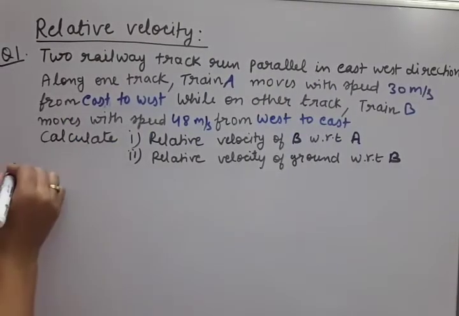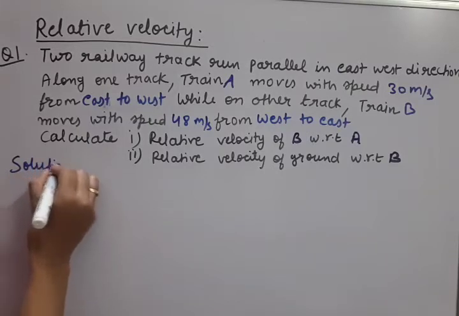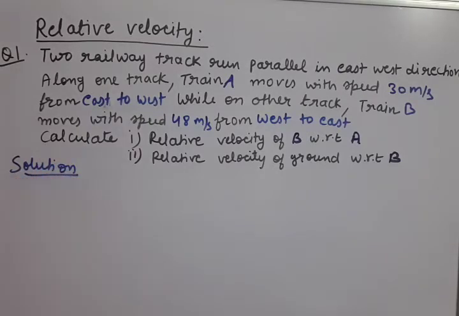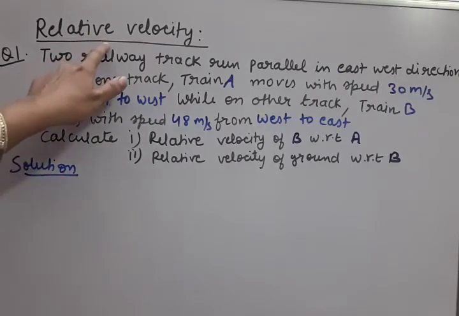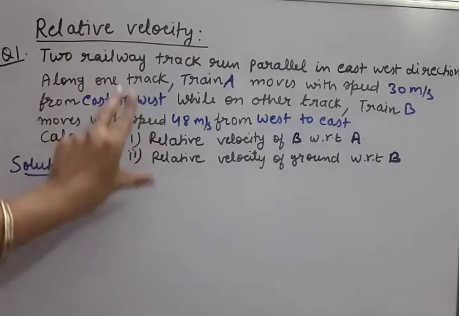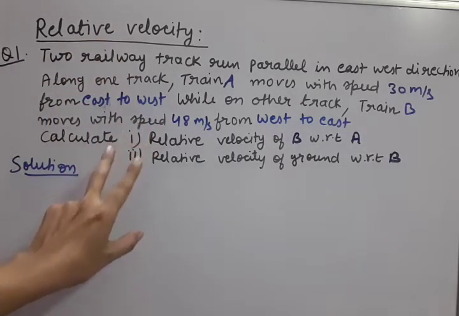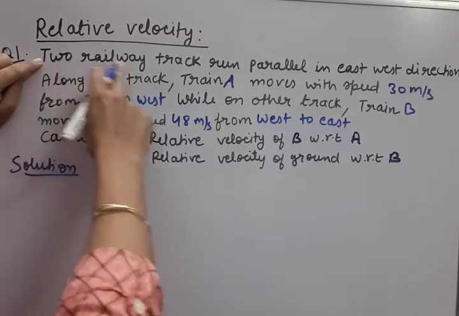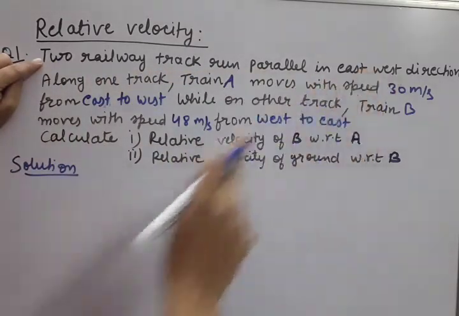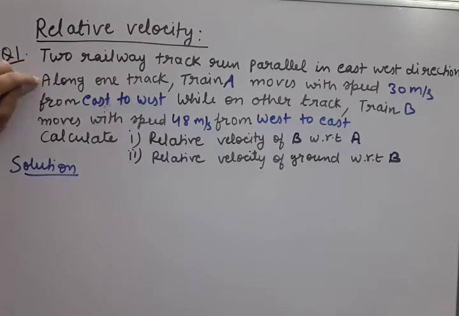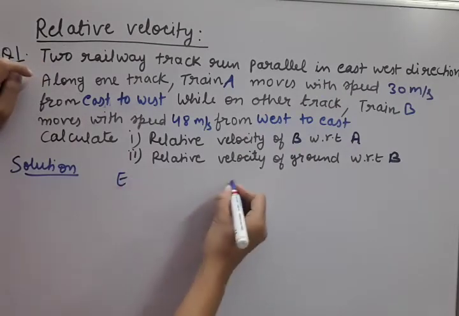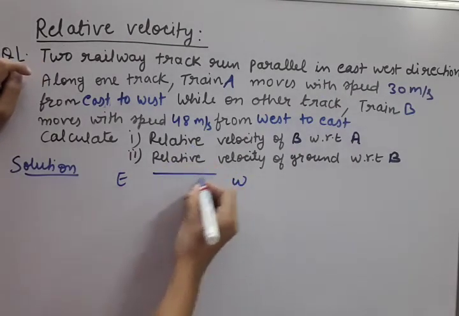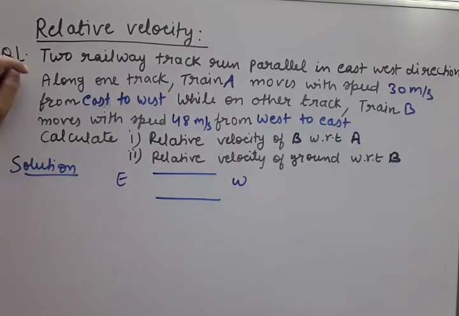Let us understand our question number 1, based on relative velocity. These questions are very easy. Carefully understand the technique. First of all we have to write all this information in the form of a diagram. We have to show it in the diagram. Two railway tracks run parallel in east-west direction. Now we can suppose east is here, west is here. Just now only these two directions are needed.